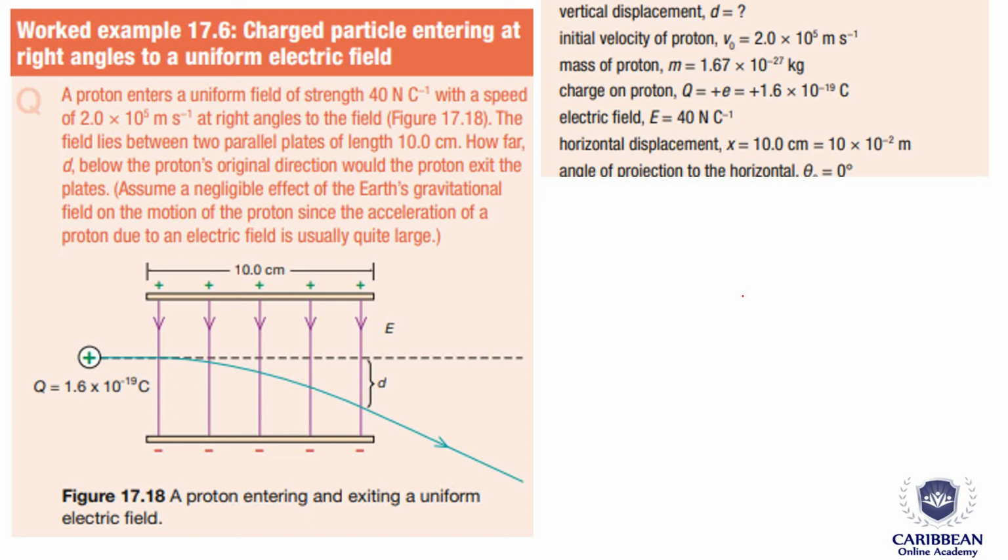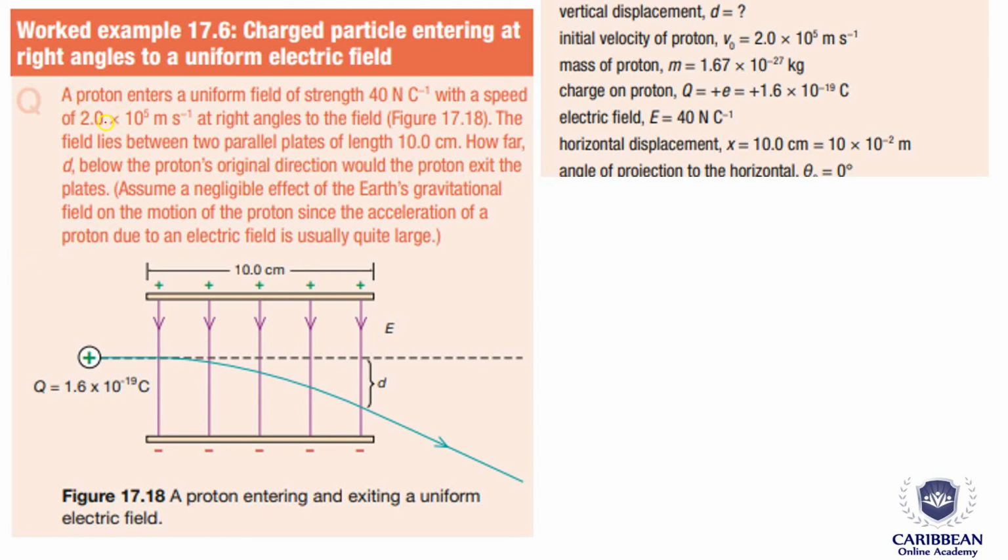Now, with another type of question, when we have the system perpendicular to the horizontal, that type of question, firstly, what do they want us to find? They want us to find how far, D. So it says how far below the proton's original direction would the proton exit the plate. So let's read the question.